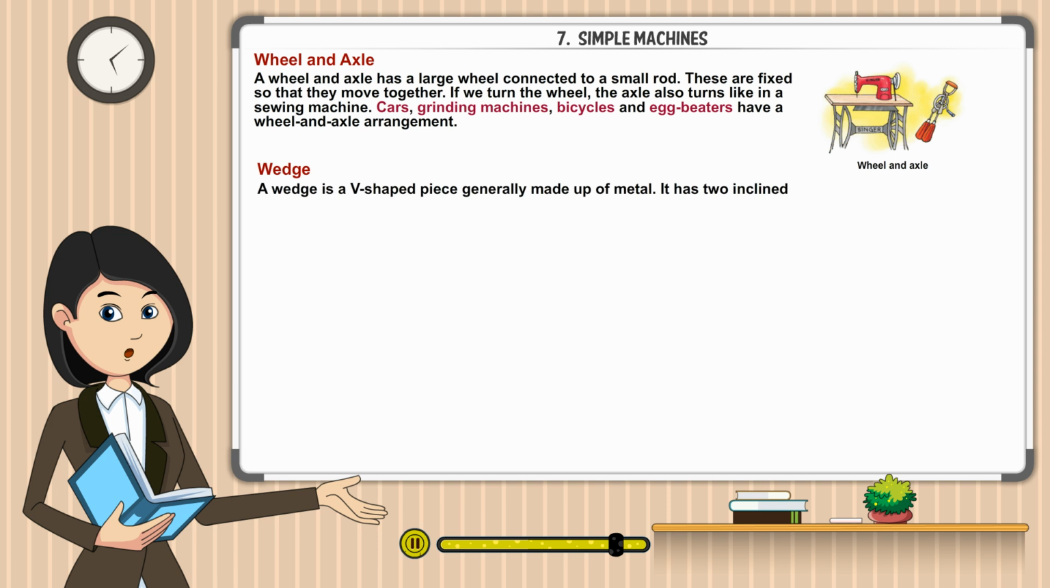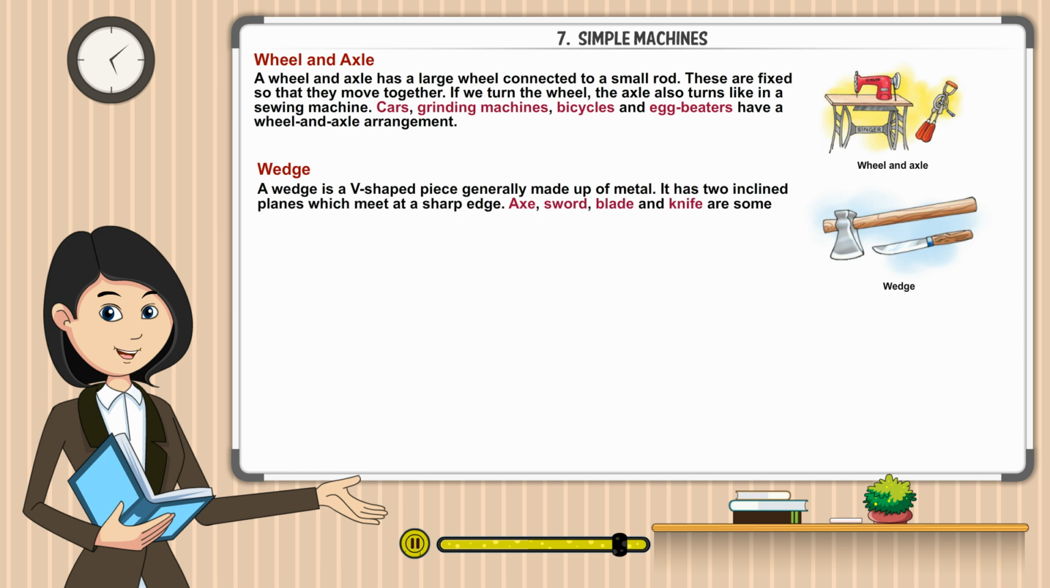Wedge. A wedge is a V-shaped piece generally made up of metal. It has two inclined planes which meet at a sharp edge. Axe, sword, blade, and knife are some examples of wedge. The sharp blade of a wedge helps in cutting and splitting things.